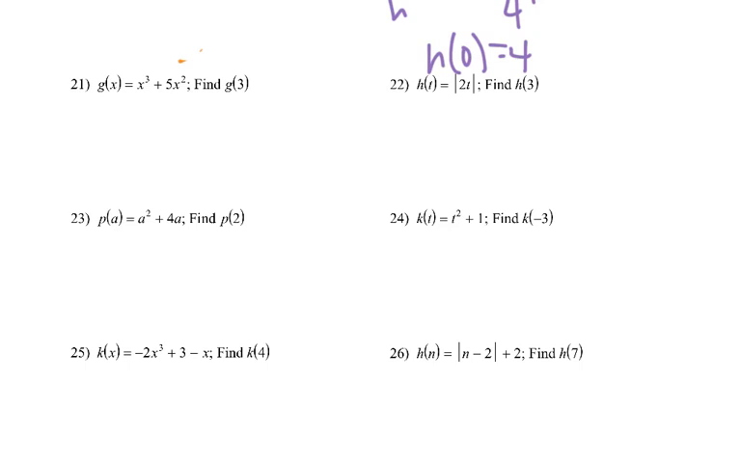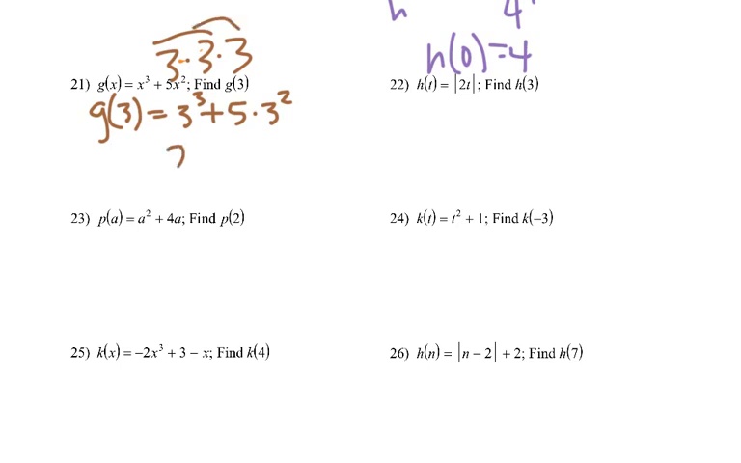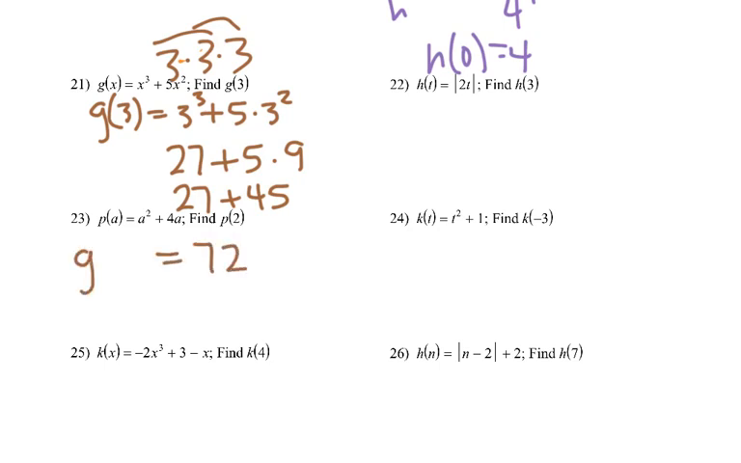Alright, so let's take a look at these ones. Okay, so g of 3. So g of 3 equals 3 cubed plus 5 times 3 squared. So I deal with powers first. 3 cubed is 3 times 3 times 3, either using your calculator or just going a piece at a time. That's 9, 27. Plus 5 times 3 squared, which would be 9. 5 times 9 would be 45. 27 and 45 would be 60, 72. So input of 3, g of 3, equals output of 72.